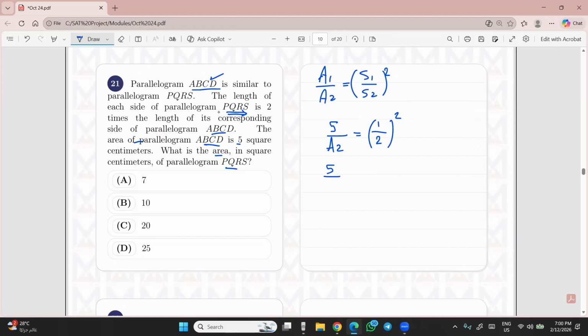You can write 5 over A2 is equal to 1 squared is 1 and 2 squared is equal to 4. We just cross multiply. A2 times 1 is A2. 5 times 4 is equal to 20, and then the area is equal to 20. That's the answer of this question.